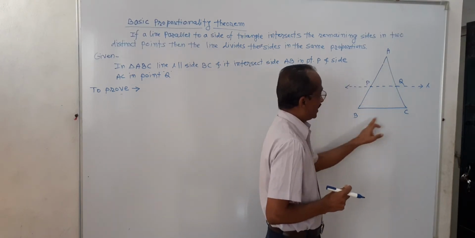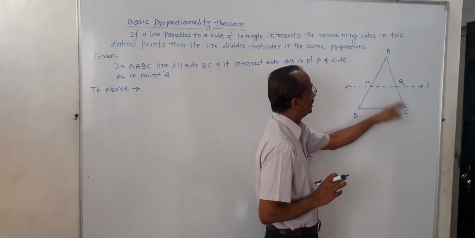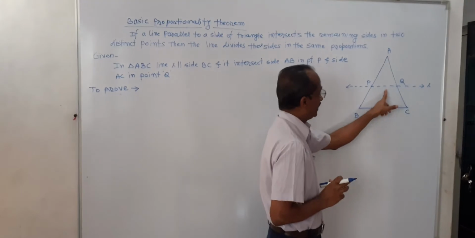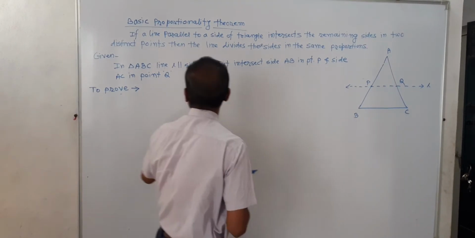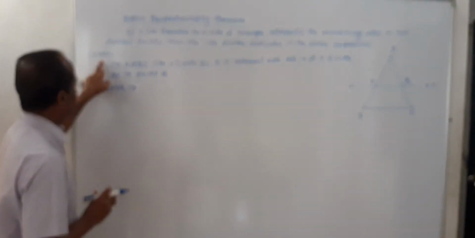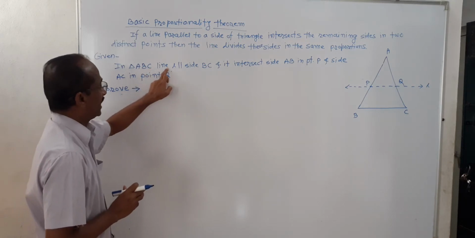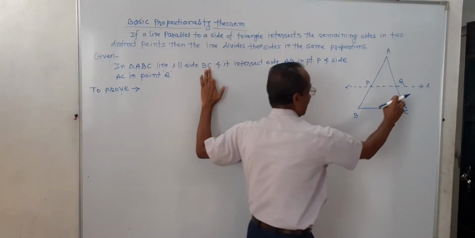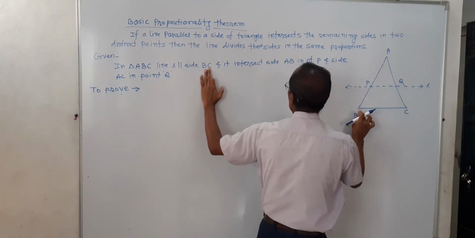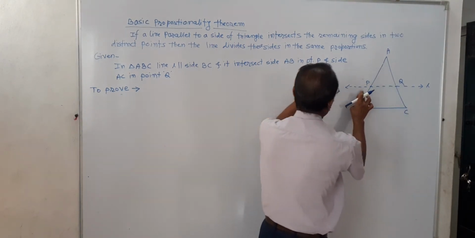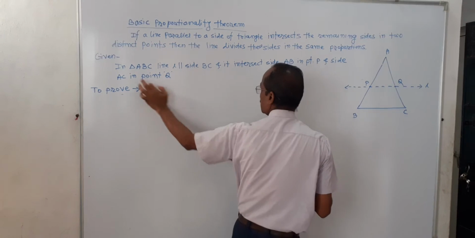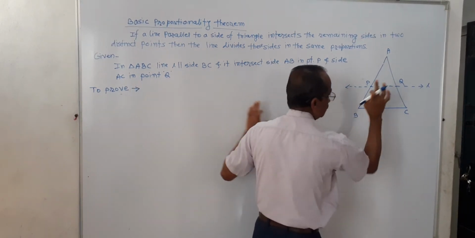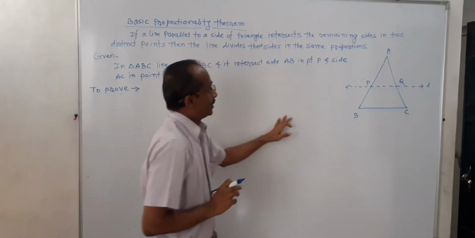Now in triangle ABC, what is given in this statement? Line L is parallel to BC. So in the given part, in triangle ABC, line L is parallel to side BC, and this line L intersects AB in point P and side AC in point Q.